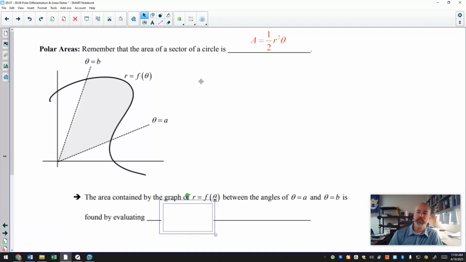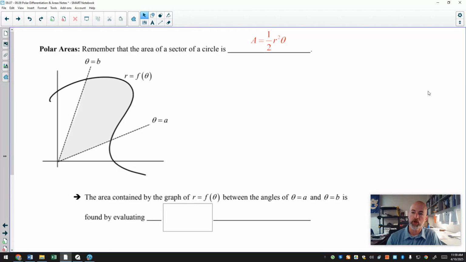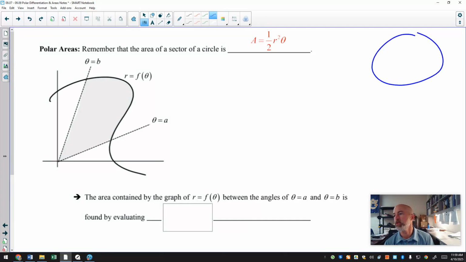And I'm going to start by showing you where the formula for the area contained by a polar curve comes from. I think there's some benefit to seeing that. And so we're going to start by remembering that the area of a sector of a circle, so if you have a circle and you want to know the area of just a piece of it, if you know what the central angle is, the area is 1/2 r squared theta. And so that would give you just the area of that one little sector of the circle.